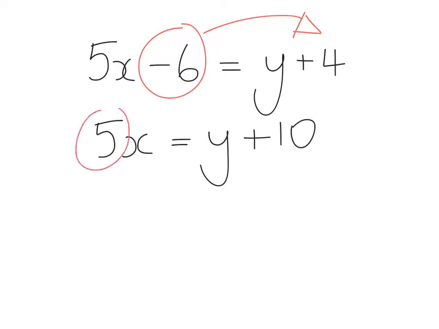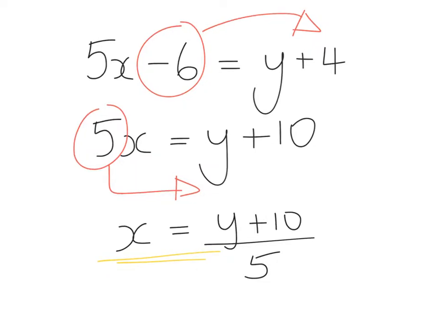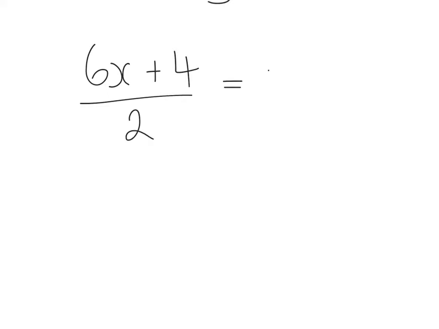The next thing I'm going to do is I'm going to move this 5, which is being multiplied by the x, across, and it's going to divide. So I'm going to have x equals y plus 10, and that's going to all be divided by 5. We've got our x equals, so that's us done. Let's take another example. 6x plus 4 over 2 equals y.